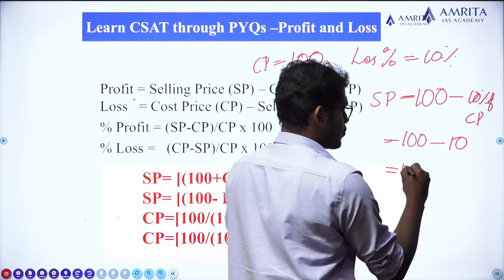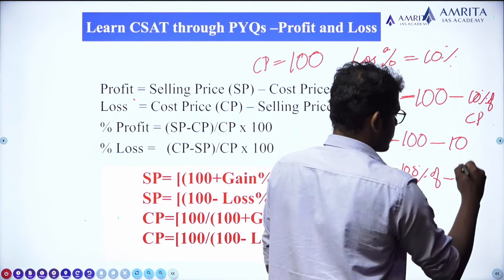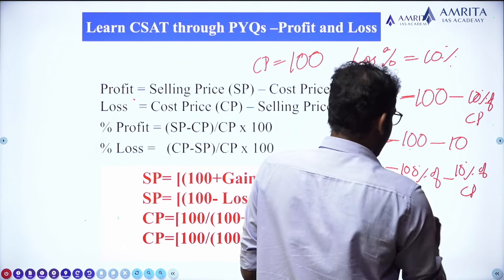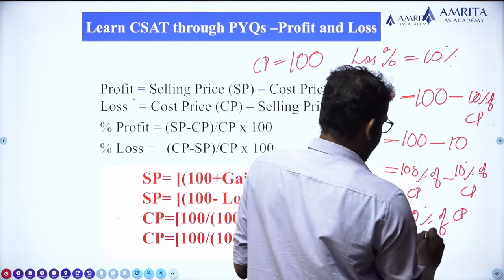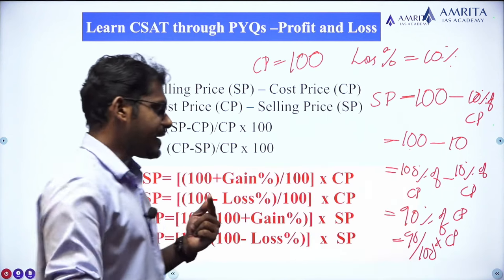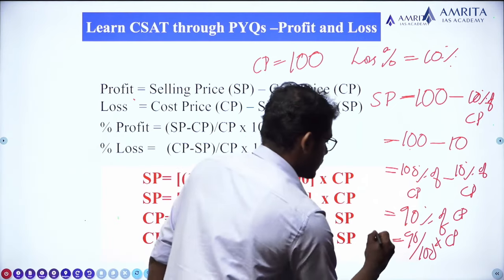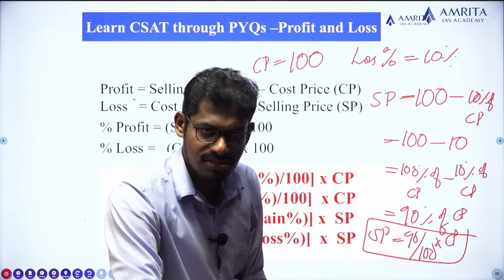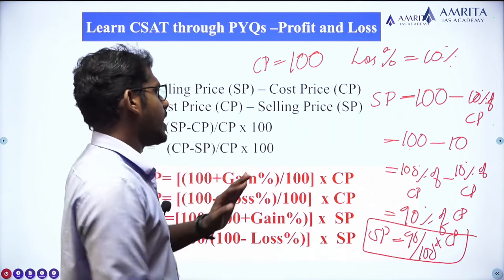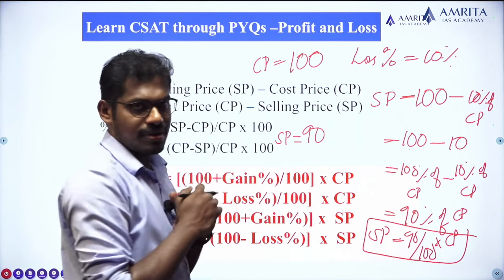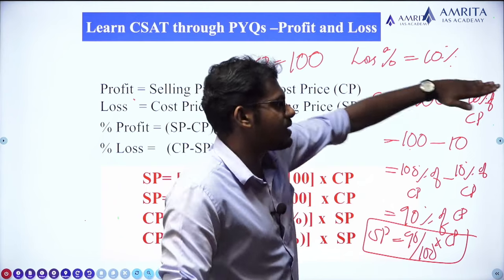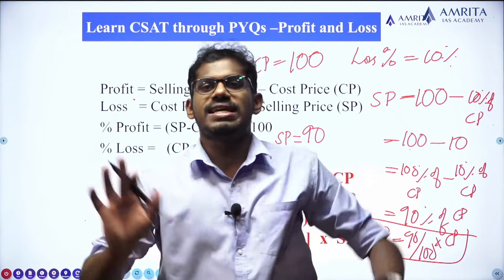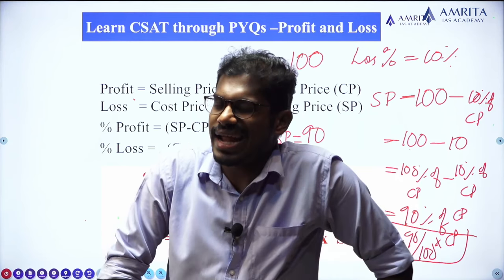So this 100 is the 100% of cost price, minus this 10, which is the 10% of cost price. So 100% of cost price minus 10% of cost price is equal to 90% of cost price. Clear? So 90 by 100 into cost price. So we can find out the selling price by knowing the cost price and the loss percentage without relying on any equations, by using simple common sense. Clear? Okay. We know that the selling price is 90 rupees. This 90 is obtained by taking the difference of 100 and 10. 100 is the 100% of cost price. 10 is the 10% of cost price. So 100% of cost price minus 10% of cost price is equal to 90% of cost price, 90 by 100 into cost price.